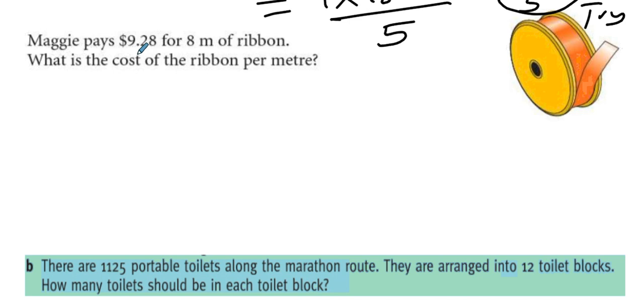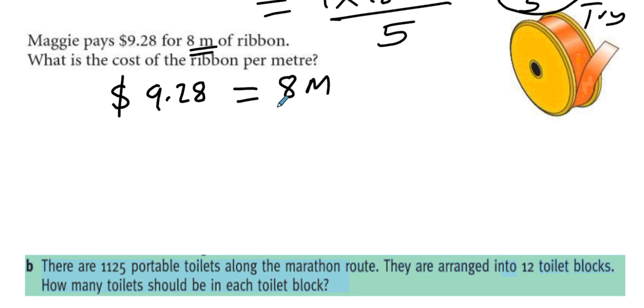Meg pays $9.28 for 8 meters of ribbon. What is the cost of the ribbon per meter? 1 meter will cost how much money? Same thing, cross multiply.